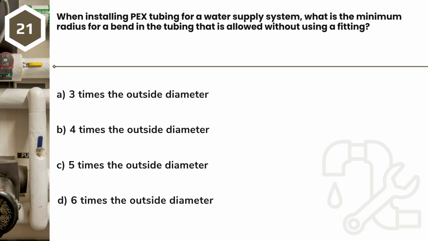Question 21. When installing PEX tubing for a water supply system, what is the minimum radius for a bend in the tubing that is allowed without using a fitting? A. 3 times the outside diameter. B. 4 times the outside diameter. C. 5 times the outside diameter. D. 6 times the outside diameter.